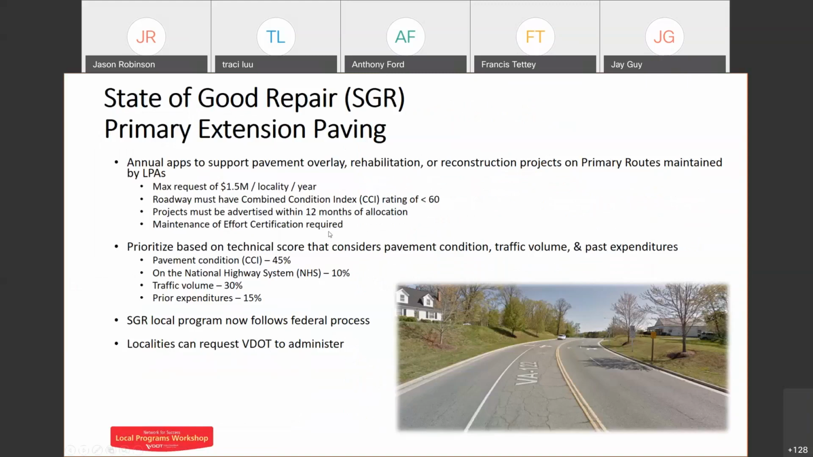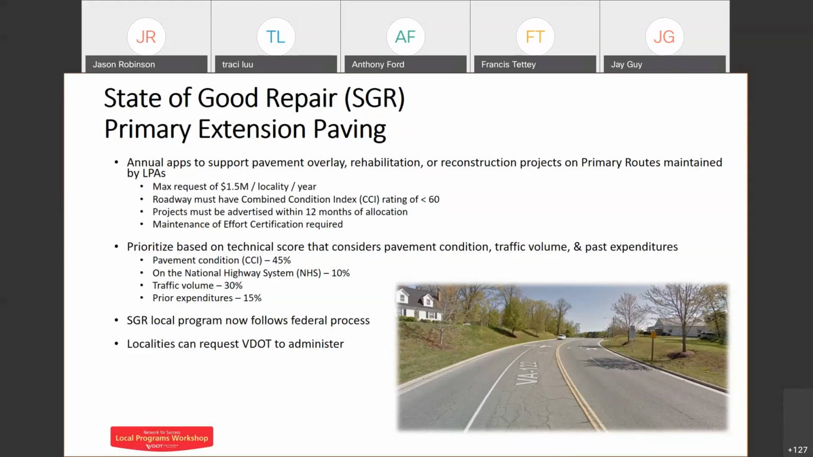All right, so the state of good repair, for the first couple of years that we offered that, it was considered state funds, but beginning, I believe in fiscal year 21, it transitioned to a federal eligible program, and so we are now following the federal processes for primary extension, state of good repair paving. You'll see that this is kind of self-explanatory. It is for pavement overlay, rehabilitation, or reconstruction projects on primary routes maintained by locality.